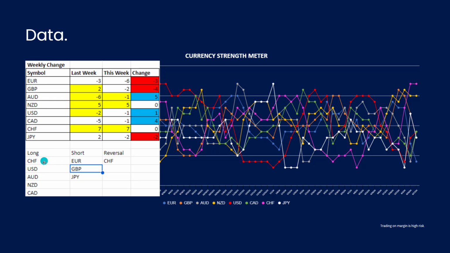So going through the data this week, according to my currency strength meter, we want to be looking at longs on the Swiss franc, the US dollar, the Australian dollar, the New Zealand dollar, and the Canadian dollar. And we want to be looking at shorts on the euro, the pound, and the Japanese yen. Now, the pound and the Swiss franc do have high impact data points coming up this week, so we have to be a little bit careful on those ones.